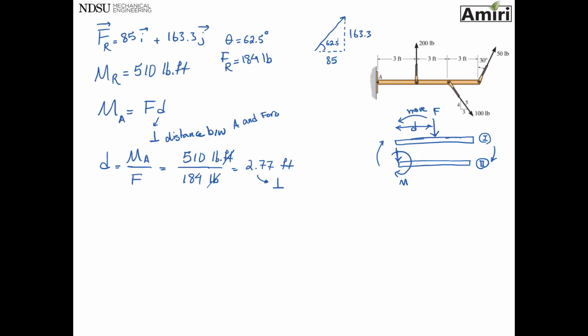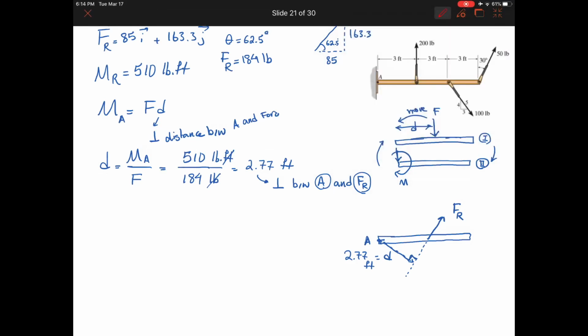But you have to pay attention. This is the perpendicular distance between A and FR. So let me draw my beam here. This is point A. My FR, which I have up here, is like this. So the distance that I found is the perpendicular distance between A and FR. The distance that you just found is this distance, 2.77 feet. You have to pay attention. This is the perpendicular distance that we just found. So now my question is, someone might ask, can you find this distance for me? This is what I'm interested in.